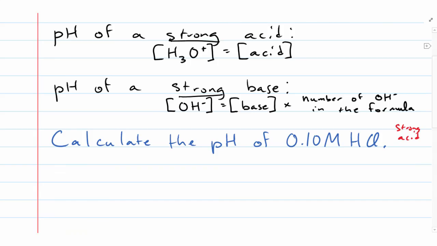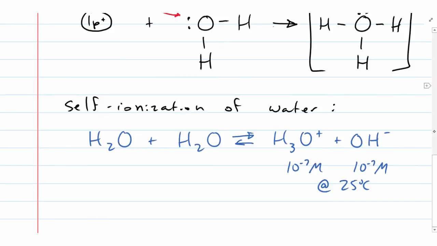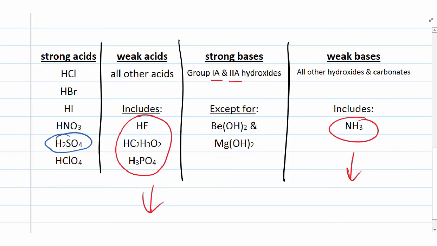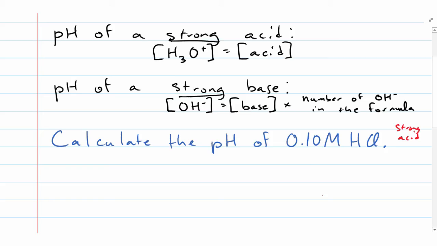And so when you're doing this on your exam next week or on your homework, you would refer back to these and you would see, oh yeah, HCl here is one of the strong acids. So since it is a strong acid, what that means is that the hydronium ion concentration in this case is equal to how much? 0.10 molar. It's going to be the same as the concentration of the acid.